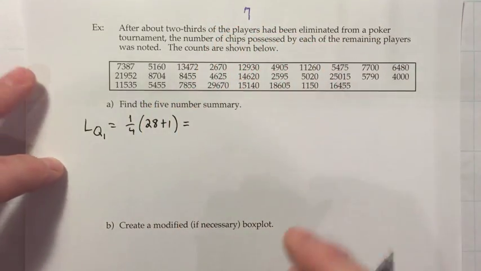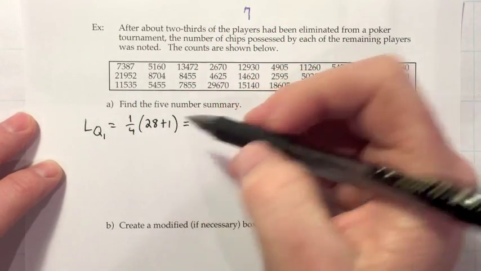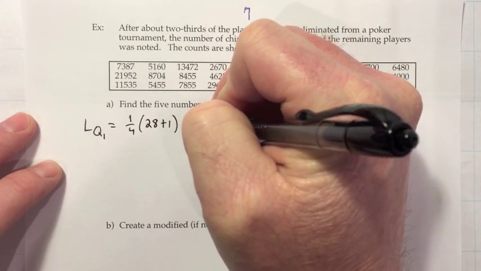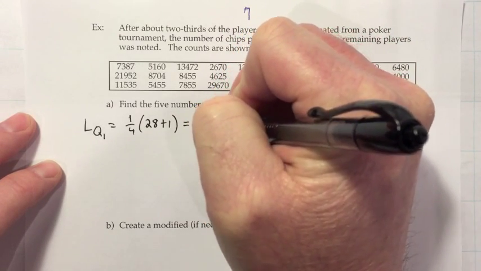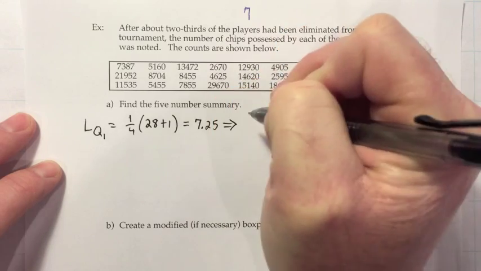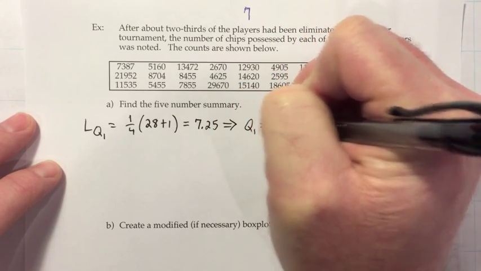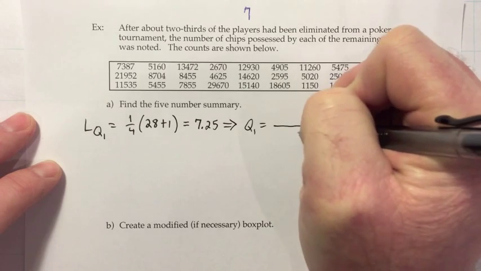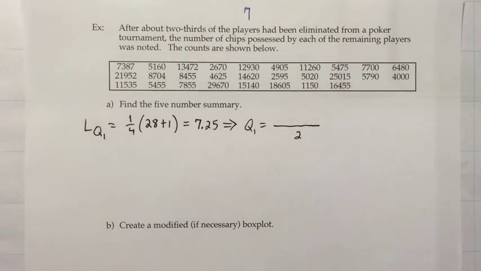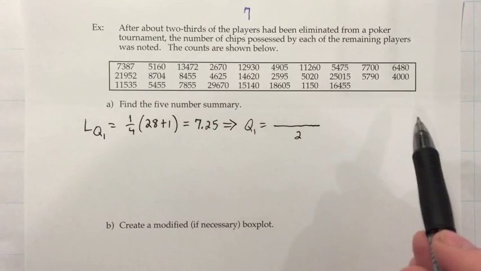And we can do that on the calculator. And if we do, we get 1/4 of 29, which will be 7.25. So then, because that's a decimal, to find Q1, we would want to go find the 7th and 8th numbers in the ordered list and average them together. But this list is not in order.